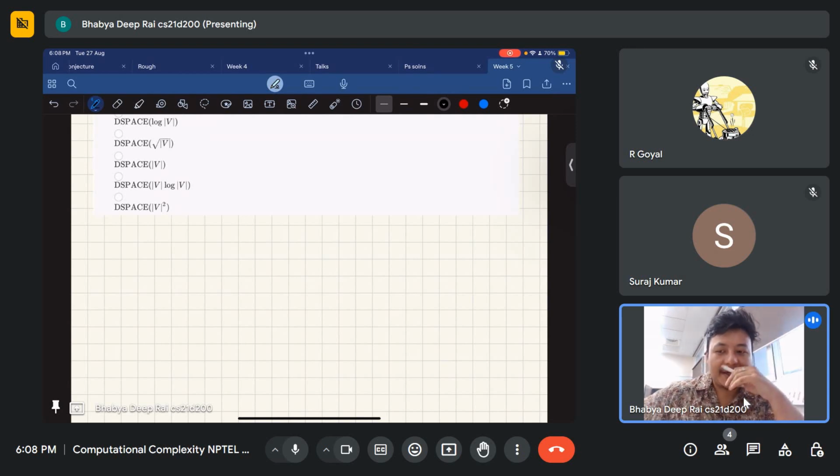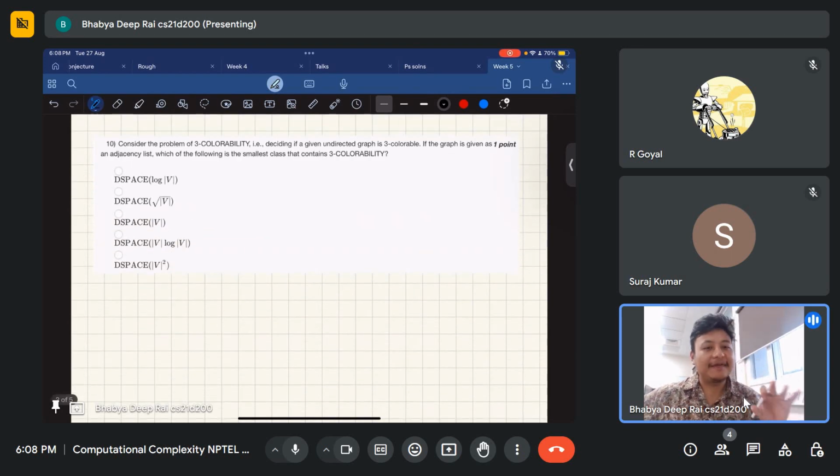Welcome to week 5. Anyway, think of the most naive algorithm. It need not be very fancy. Think of the most naive algorithm that can solve 3-coloring. Can you give an example? What is the most simple and very brute force?